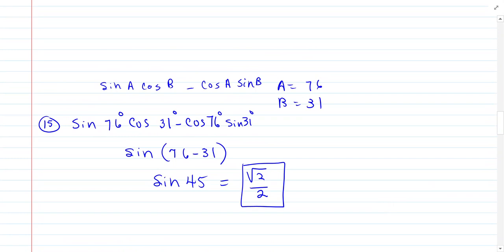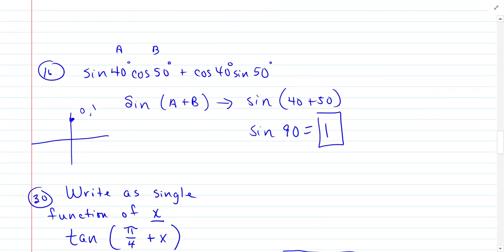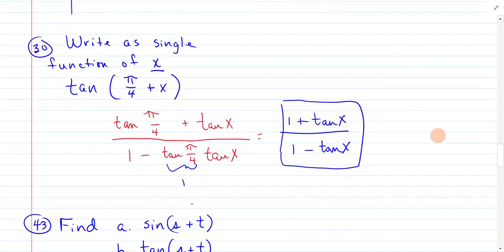For sine 76 cosine 31 minus cosine 76 sine 31, we need to recognize that's the sine difference formula. So it's sine of 76 minus 31, which is sine of 45, which is square root of 2 over 2. So in this, we're kind of working backwards. Sine 40 cosine 50 plus cosine 40 sine 50, that's the sine of A plus B. So that's the sine of 90, which is 1.